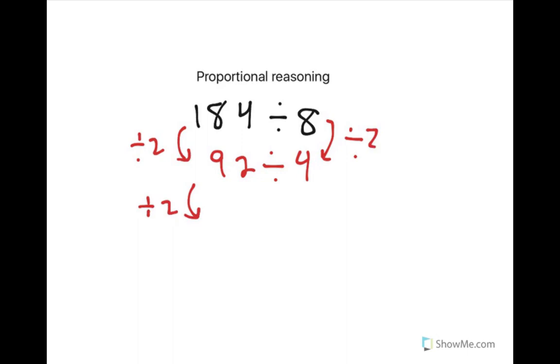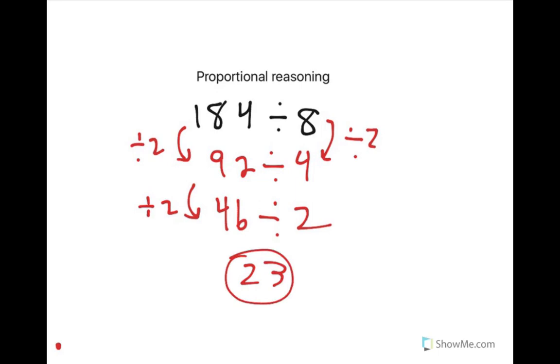And what's that going to give me? 46 divided by 2. Oh, look at that. 46 divided by 2, well, I know that's 23. 46 divided by 2 is 23, so the answer better be 23. Again, the idea here is to change this to a problem that I can solve a little bit easier from 184 divided by 8.